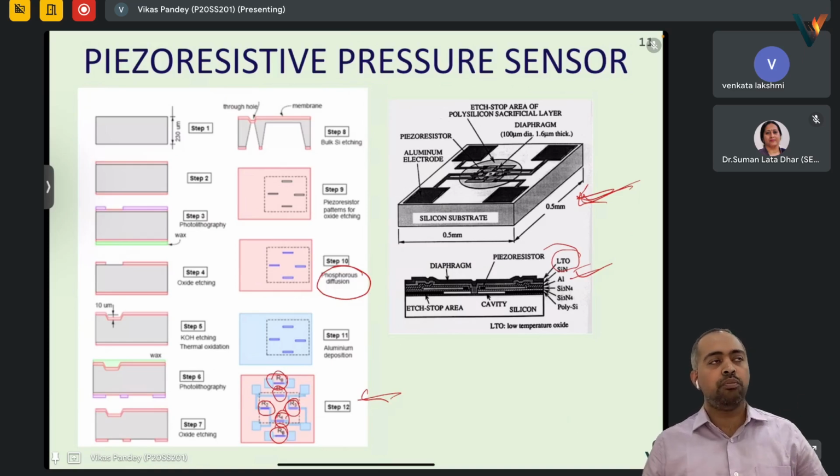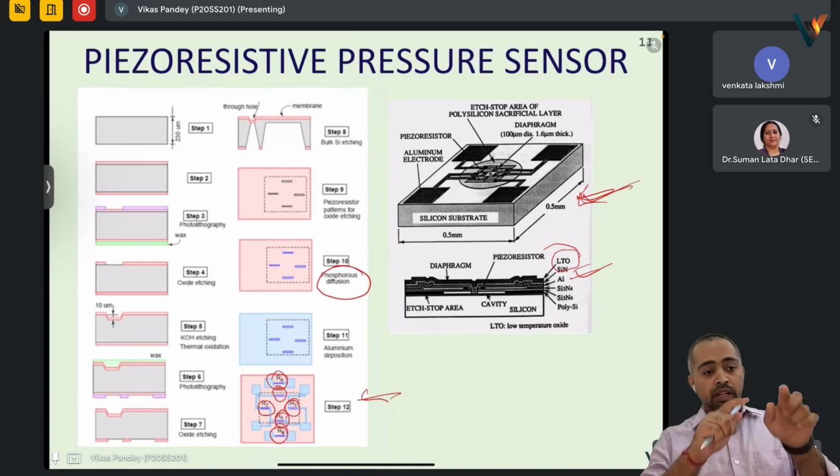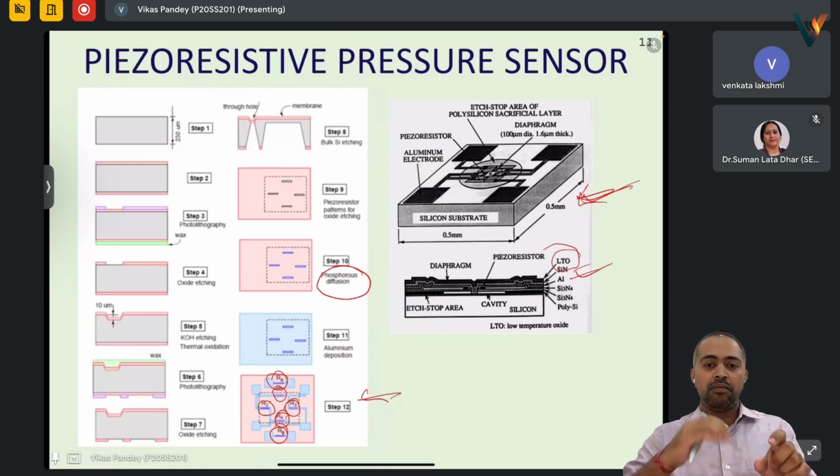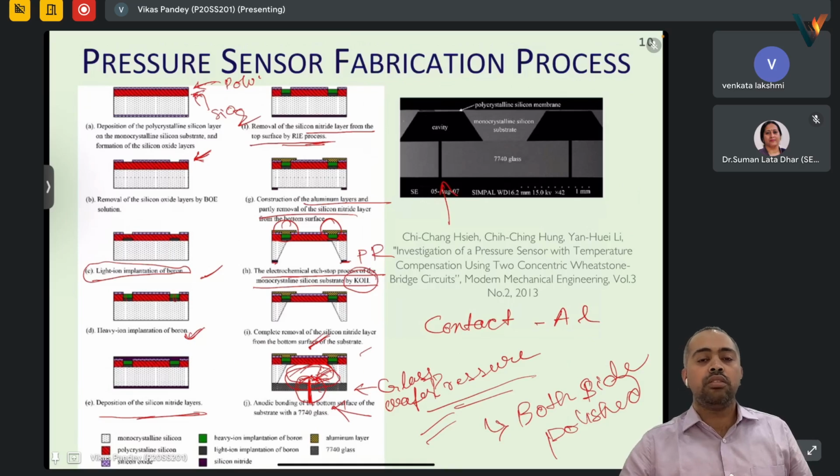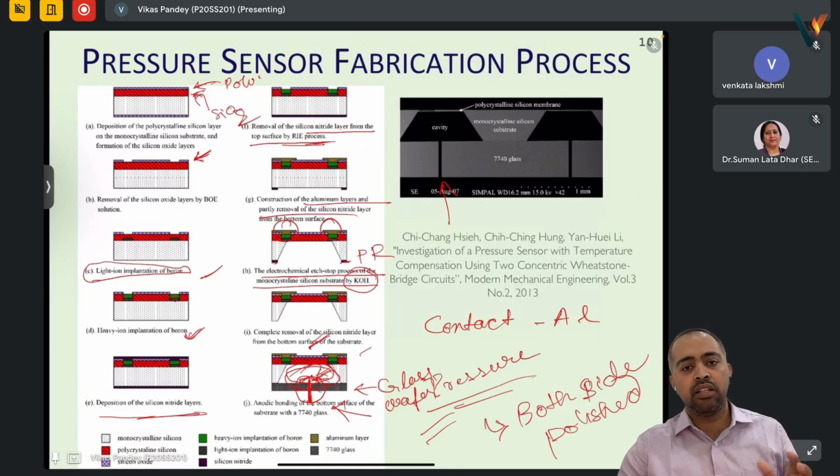Whenever you buy a sensor, any kind of sensor or any instrument, you see that there are some mentioned ranges. This is the minimum, this is the maximum. That is defined using this calibration. So whenever we are making this, after that we go for calibration. We check what is the pressure it is changing. After some point, it might not respond.